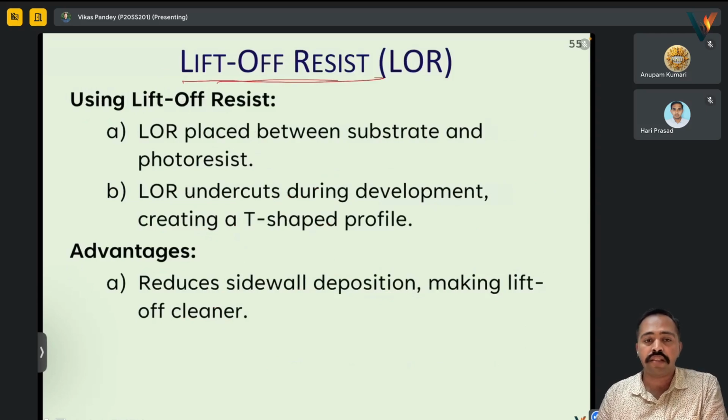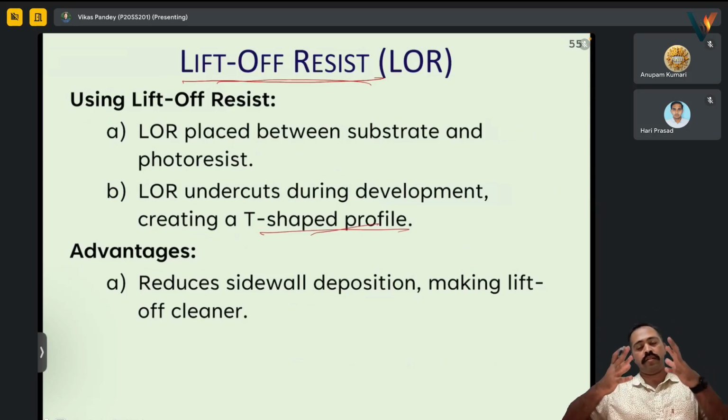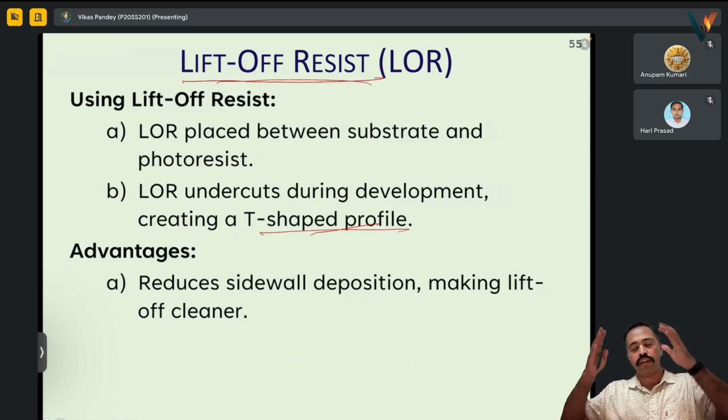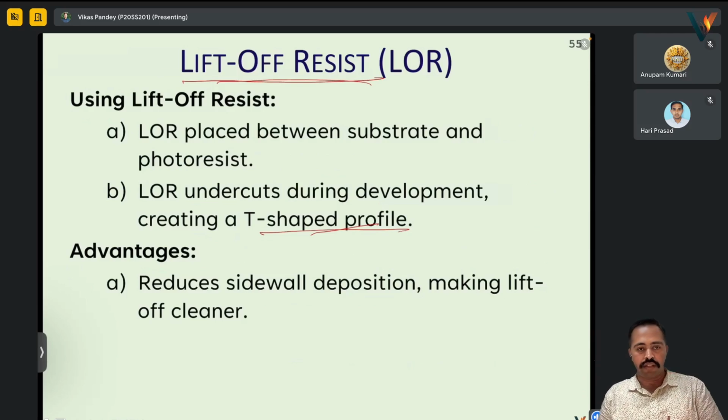That results in a T-shaped profile, as it will etch out a bit more. While developing, it will develop a bit more than the PR, and that's why it will create a T kind of structure. This reduces sidewall deposition, making liftoff much cleaner, and there will be no stray marks. Yeah, and this we have covered.